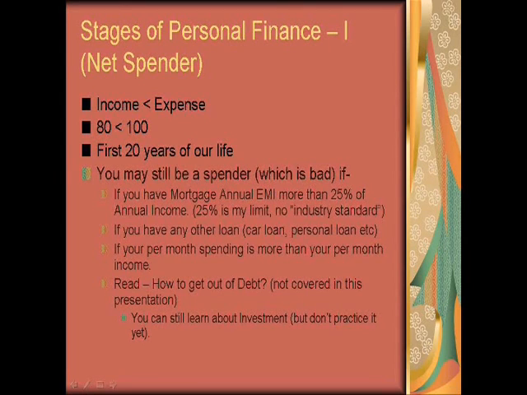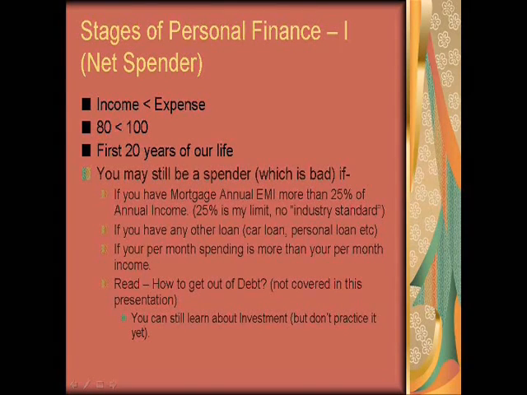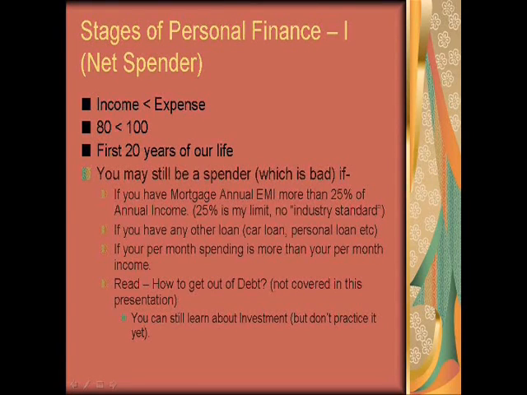Now you may still be a spender, which is bad. If you have a job and if you fall in any of the below categories, then you must still be a spender. Let's say you have a mortgage or a home loan annual EMI that is 25% of your annual income. So as to say, if your income is 5 lakhs per annum and your mortgage annual EMI is, let's say, 1.25, that means you have taken a home loan of more than 12 lakhs, then that may be overspending. And this 25% is my own limit. It is no industry standard. It is just that I am a conservative spender or investor, so I like this 25% as an upper limit to how much mortgage I want to have.